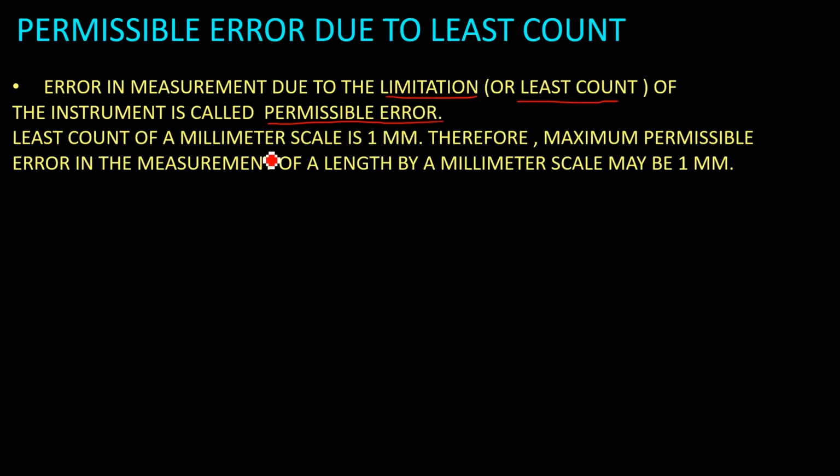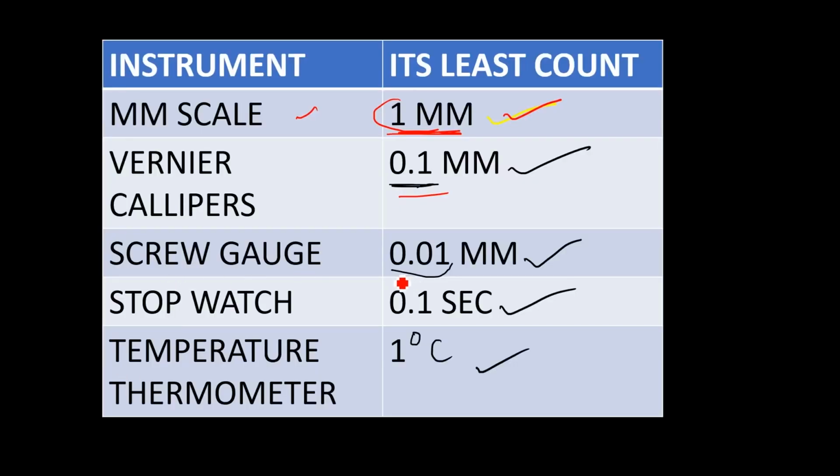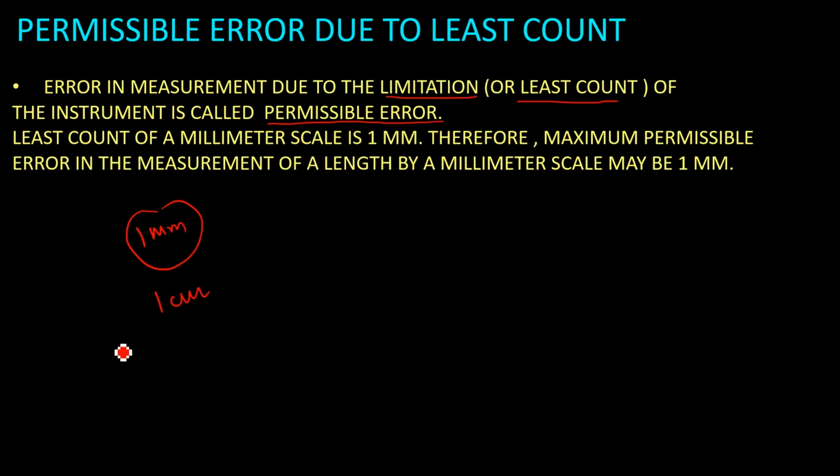Least count of millimeter scale is 1 mm. Therefore, maximum permissible error in the measurement of length by a millimeter scale is 1 mm. By millimeter scale, how much can we measure? 1 mm. By centimeter scale, 1 centimeter. By screw gauge 0.01 mm, by vernier caliper 0.1 mm. So by this we are able to understand.